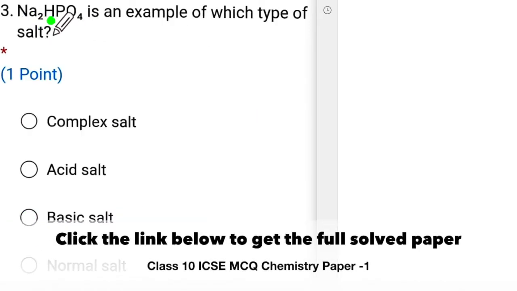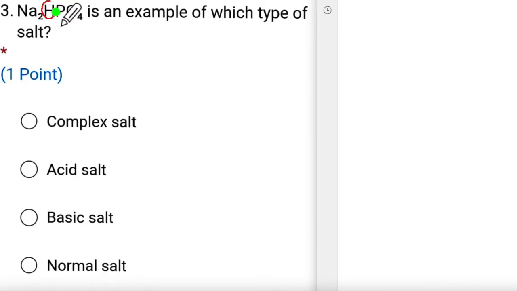Third question. Na2HPO4 is an example of which type of salt? Now, can you see this H over here? Which means in its aqueous solution, it will have H+, which will give us H3O+ in the solution, which means it will impart acidic property, so it will be the acid salt. Where is acid salt? Here. So this is a correct option. It's not complex, not basic, it is not normal salt.